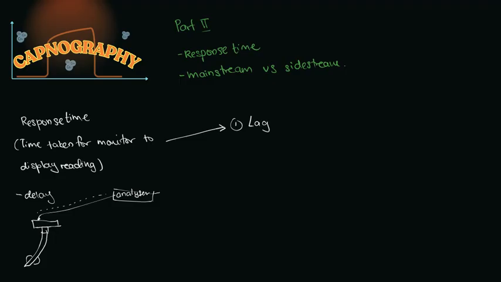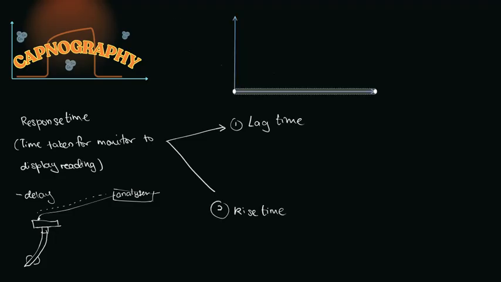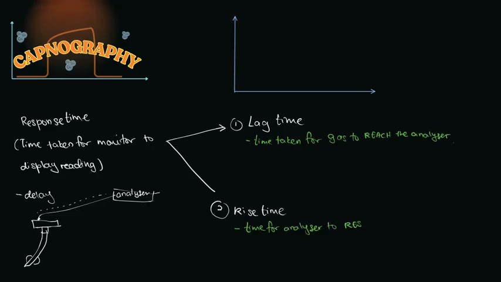Response time can be further divided into two different phases. The first is lag time and the second is rise time. They represent different parts of the graph, wherein the lag time is the time taken for gas to reach the analyzer. Rise time is the time for the analyzer to respond to a sudden change in signal.